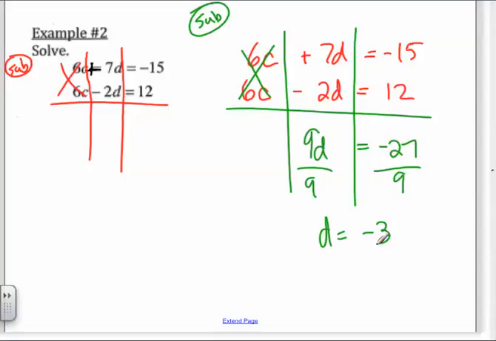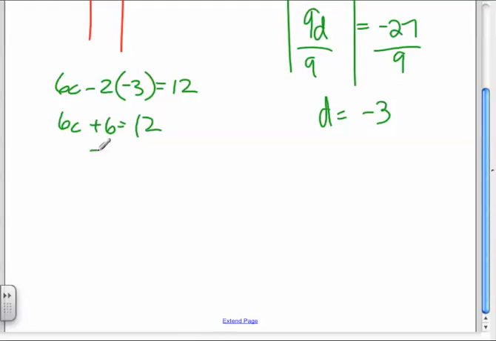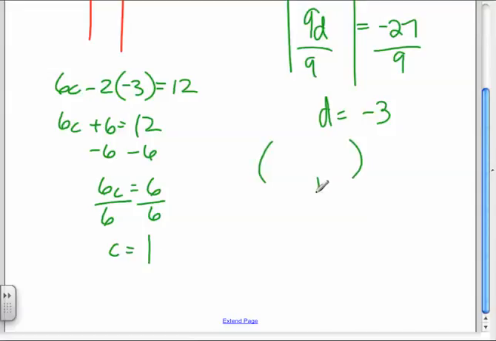So how do I find C? Plug it into either one of them. So I'm going to do 6C minus 2 times negative 3 is equal to 12. And then I'm going to get 6C plus 6 is equal to 12. 6C is equal to 6. Divide by 6. C is equal to 1. So my ordered pair is what? 1, negative 3.